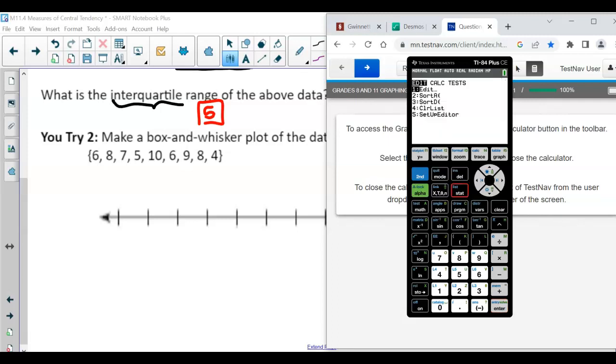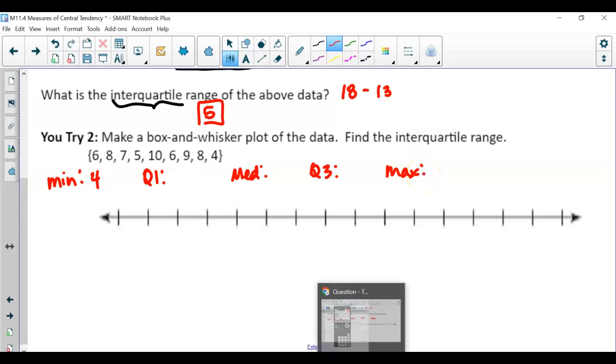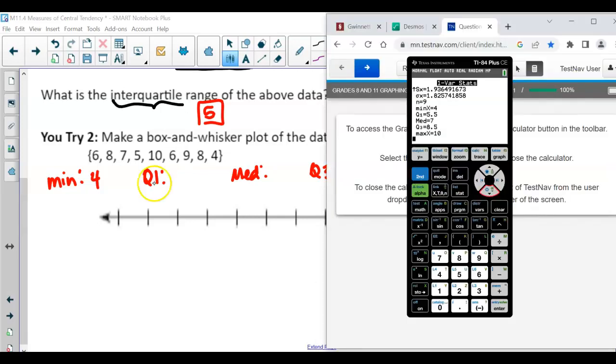So now go back to stat, but then arrow over to calculate, enter, and just press enter until you get to the calculate. Then remember, the 5 pieces that we need are the last 5 data points here. So the minimum was 4. Then you need quartile 1, you need the median, you need quartile 3, and you need the maximum value. So quartile 1 is 5.5.